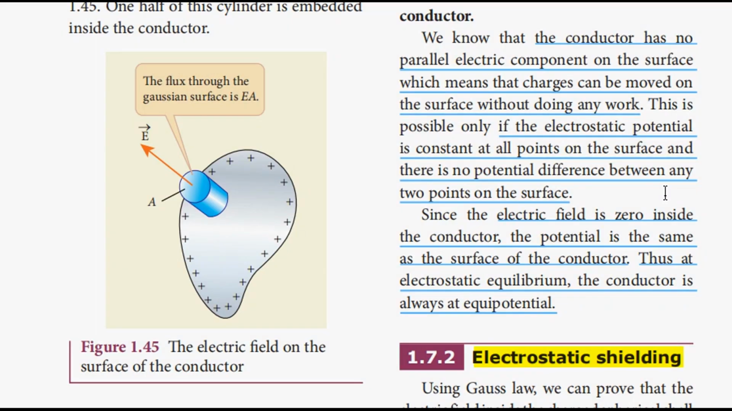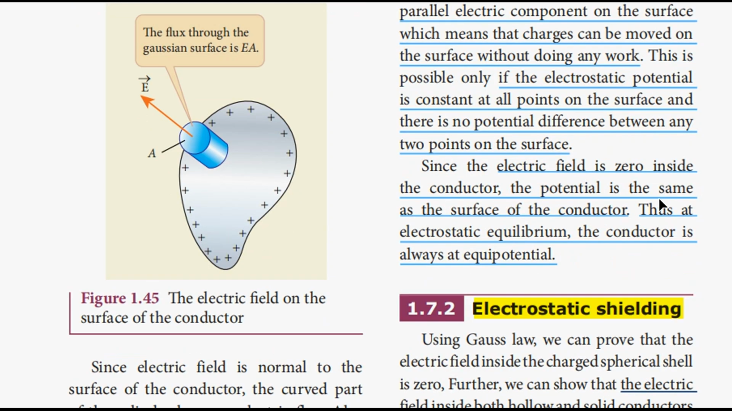We know that the conductor has no parallel electric component on the surface, which means that charges can be moved on the surface without doing any work. This is possible only if the electrostatic potential is constant at all points on the surface and there is no potential difference between any 2 points on the surface. Since the electric field is zero inside the conductor, the potential is the same as the surface of the conductor. Thus, at electrostatic equilibrium, the conductor is always at equipotential.